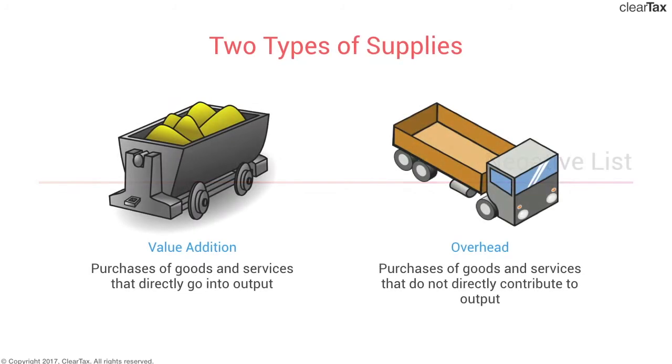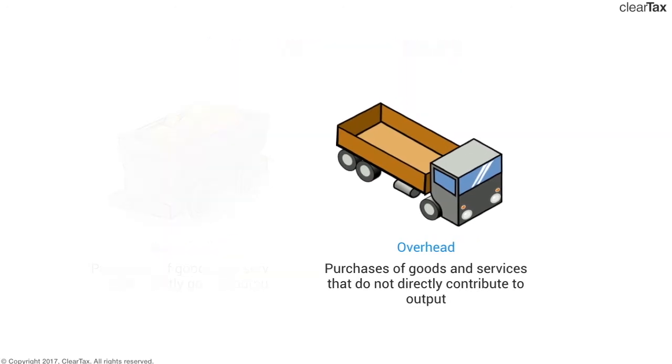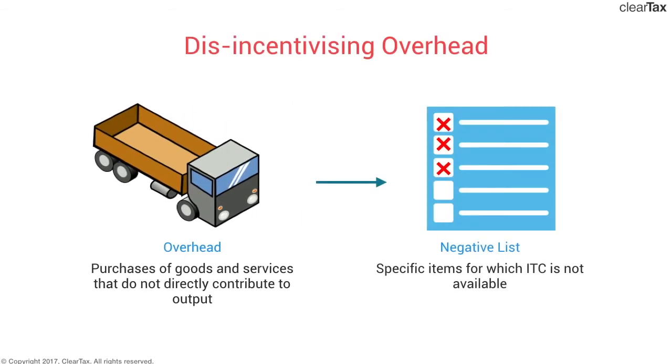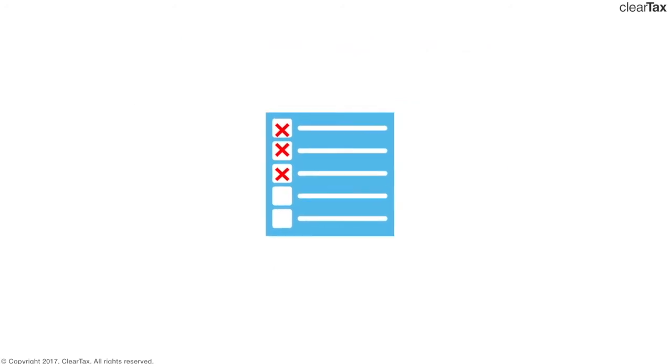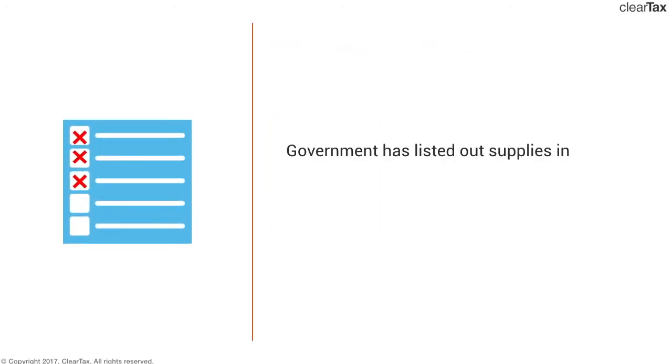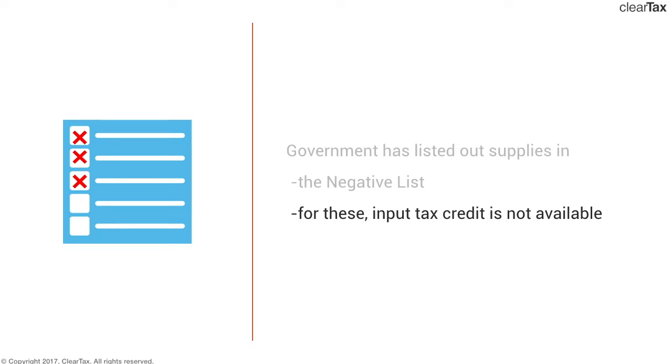A quick refresher, we've already discussed the 2 types of supplies that are there, value addition and overhead. This is the concept that we've been following to understand negative list. Overheads are disincentivized, and that's why they fall into the negative list. So the government has listed out supplies in the negative list for which input tax credit is not available.